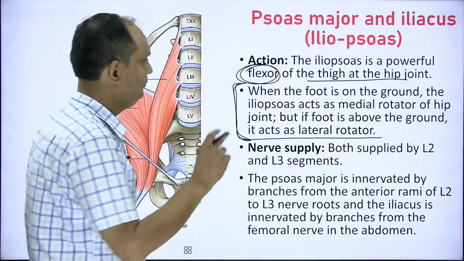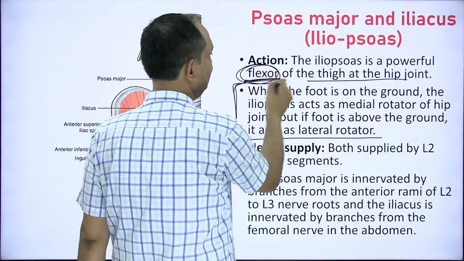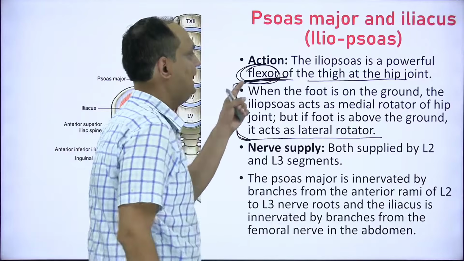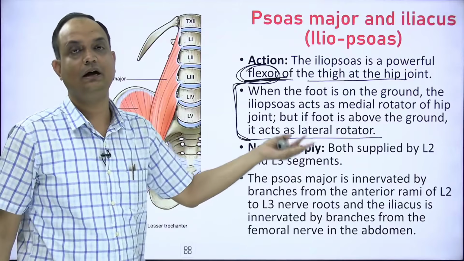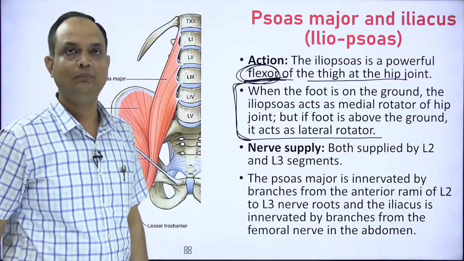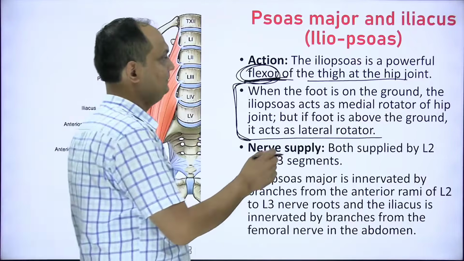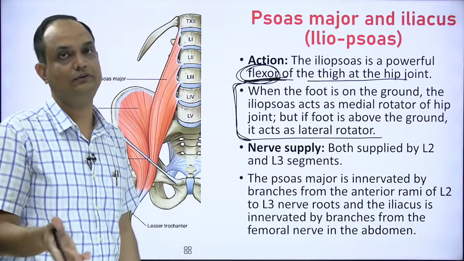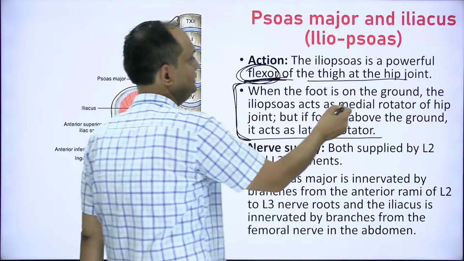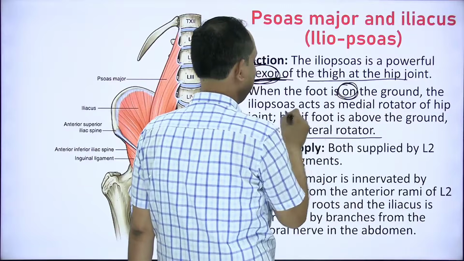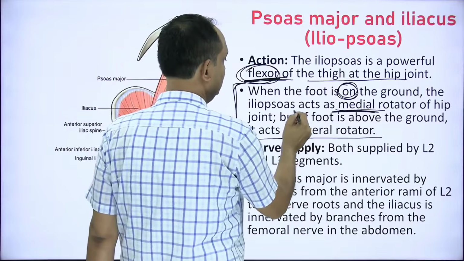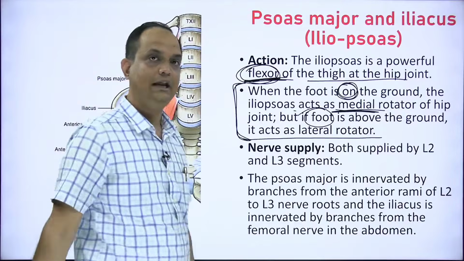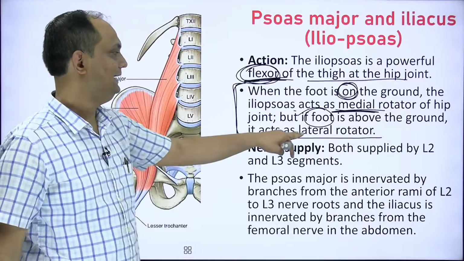But the most common action is flexion of the thigh at the hip joint, and apart from that, it also rotates your lower limb, and that rotation depends upon whether the foot is on the ground or off the ground. If the foot is on the ground, then it acts as a medial rotator, but if the foot is off the ground, or in the air, then it acts as a lateral rotator.